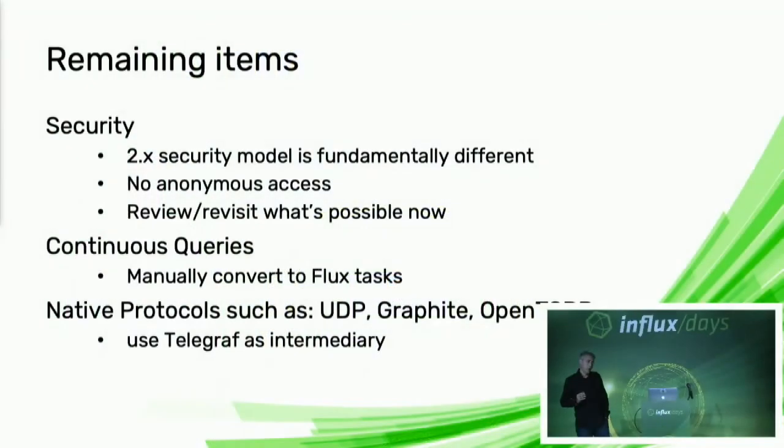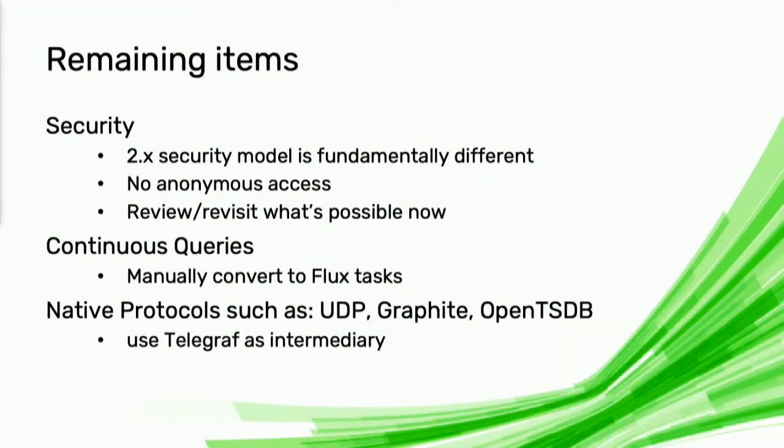Security. One of the things that we did is the security model is completely overhauled in 2.0. There is no more anonymous access. By default, you have to start and enable with a username and password and get involved in tokens. This is something that was requested by the community and a number of our enterprise users as well. And so we've added that by default.